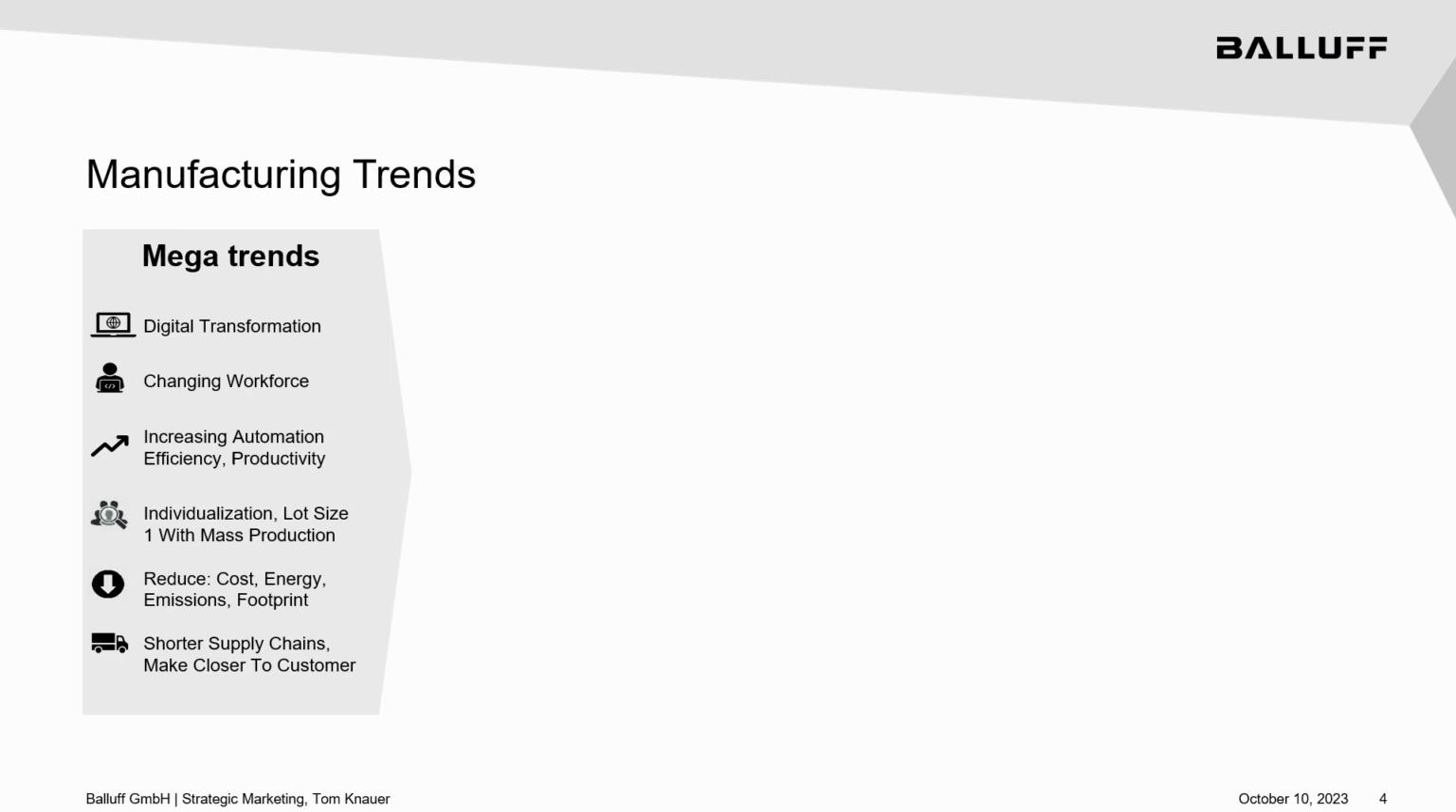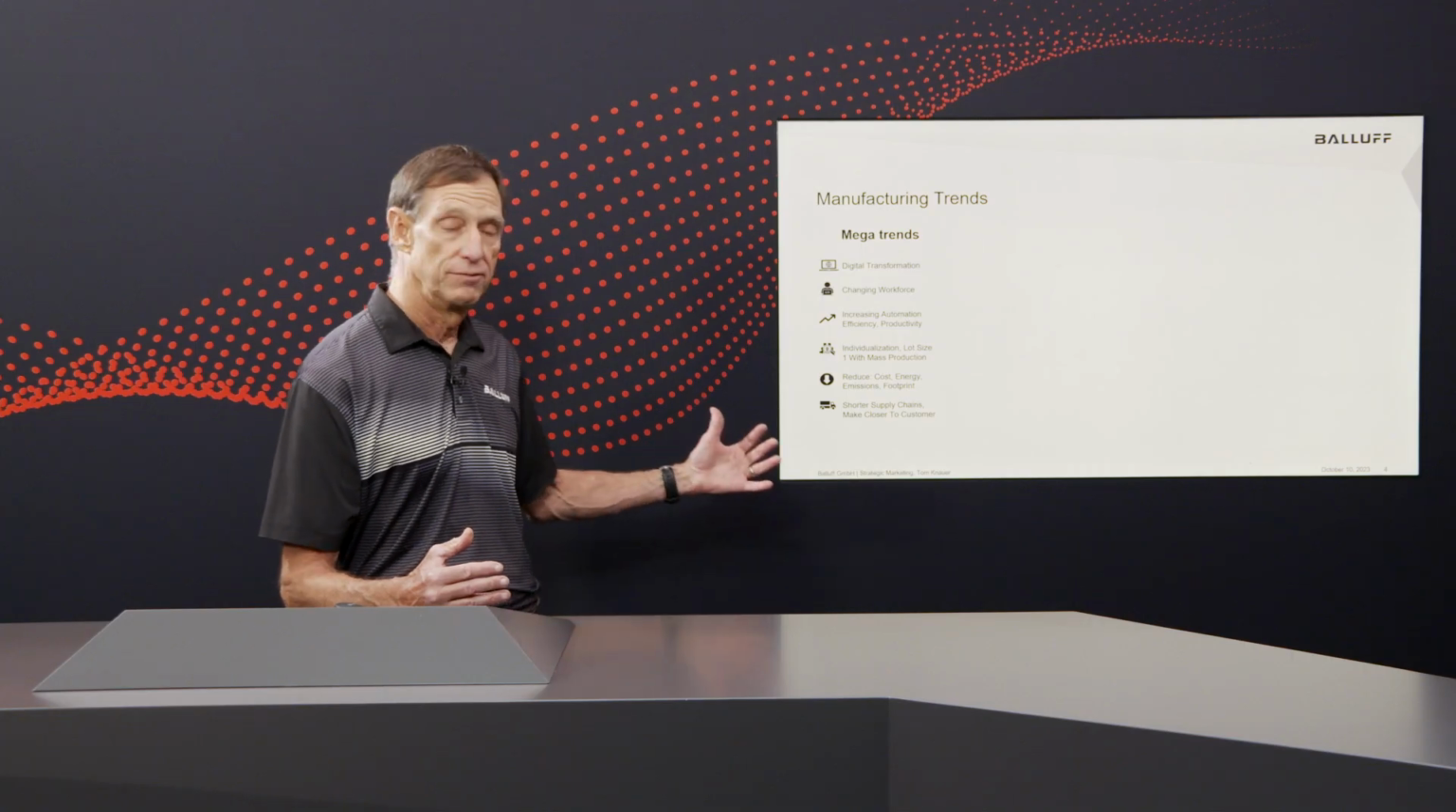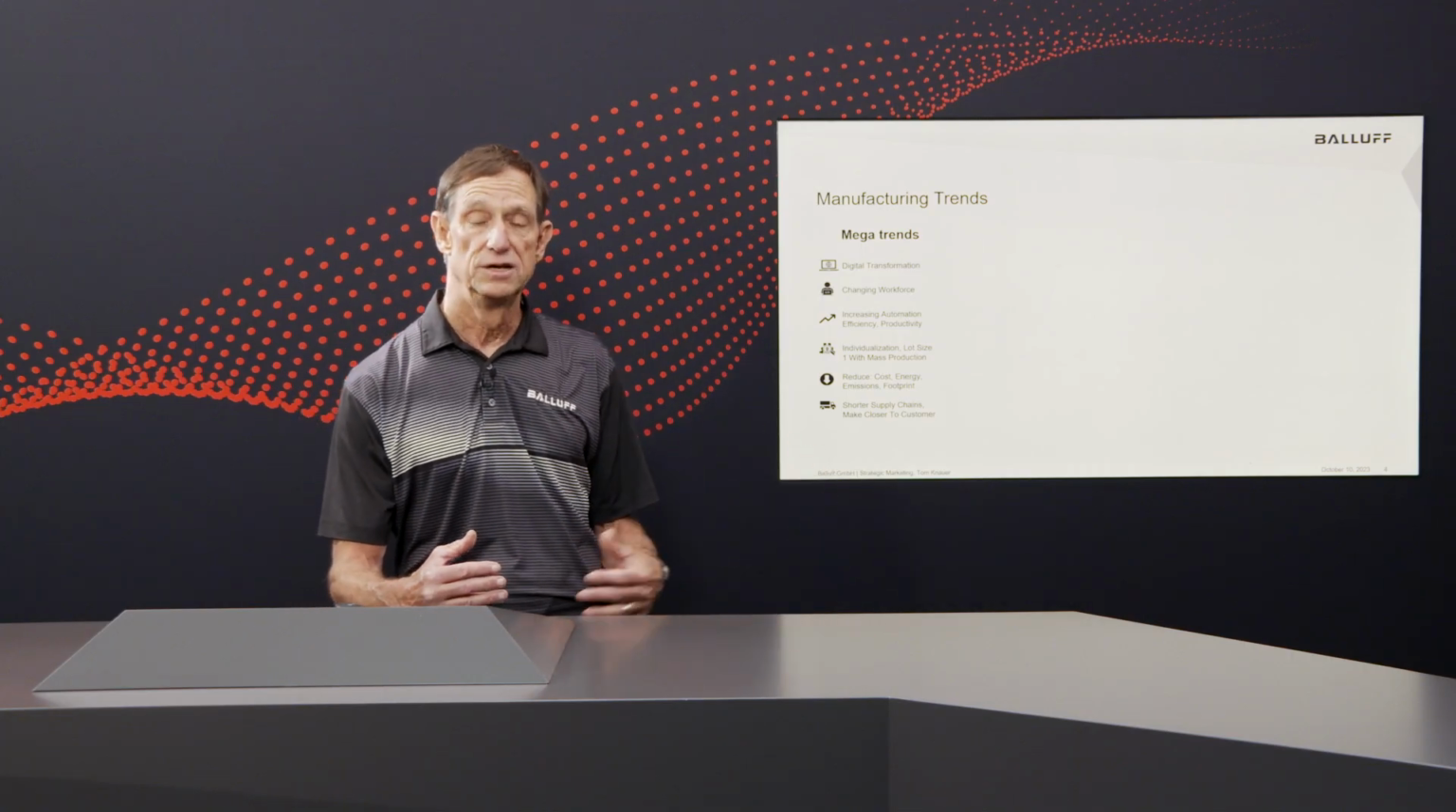A lot of changes are going on in the workforce. We have workers retiring, we have shortages of workers, and we have different skill sets of new workers coming into the workforce nowadays. Lots of increasing automation and productivity to address the challenges that are out there. We have what we call mass customization, where we have high volume, low mix, but also low volume, high mix, and we need to make production flexible to be able to adapt to these changes. We have pressures to reduce cost, to reduce footprint, to reduce emissions, and so on.